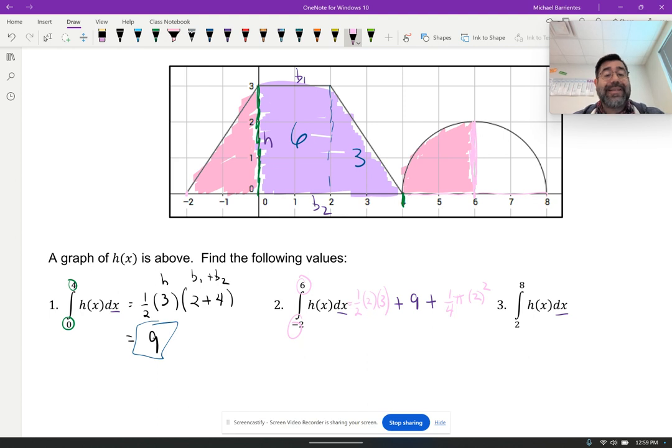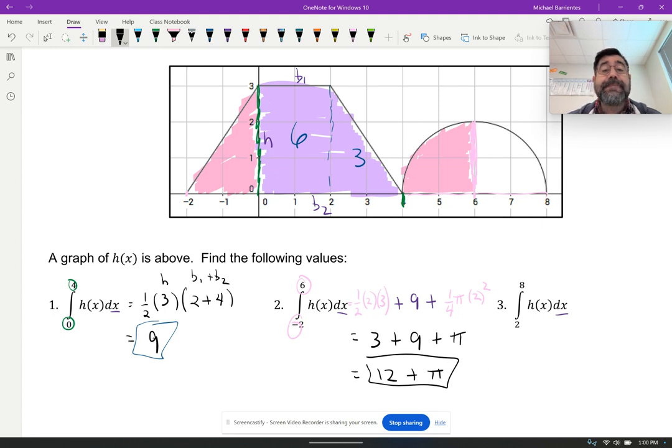Cool. So therefore, when I add the area of the triangle, which is 3, plus the area of this trapezoid, which is 9, plus the area of this quarter circle, which is 1/4 of pi times 2 squared, 2 squared is 4, 1/4 of 4 is 1, so that's just pi, then your answer is going to be 12 plus pi. Not 12 pi. 12 plus pi would be the exact definite integral of h of x between negative 2 and 6. Okay, so far so good.